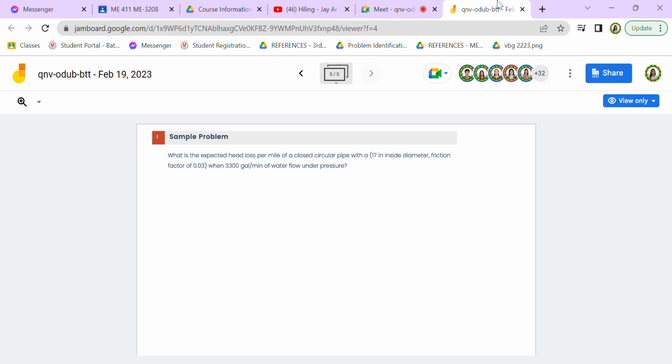So what is known in the problem? So binigay dito yung length ng pipe. Actually, hindi naman in-specify na ito lang yung length ng pipe, pero ito yung pinapa-compute lang sa atin. What will be the head loss per mile of a closed circular pipe? So, assume na lang natin na ito yung length ng pipe for now. Pipe length, which is 1 mile. Known din ang diameter ng pipe, which later we can convert it into area, friction and friction factor, and the volumetric flow rate.